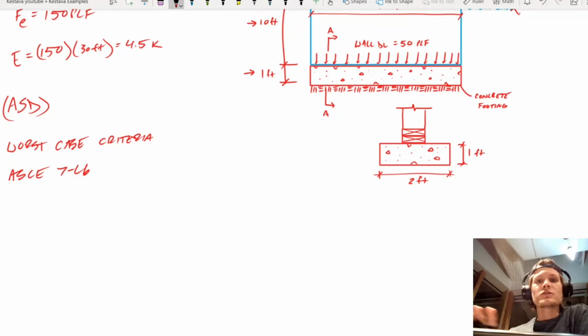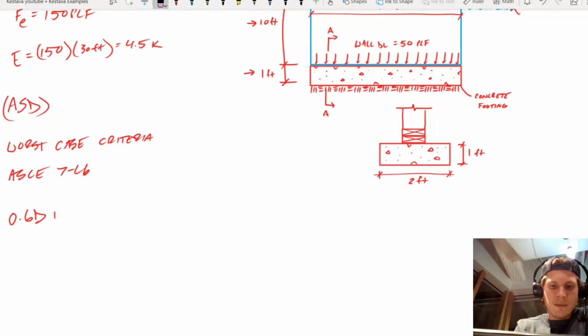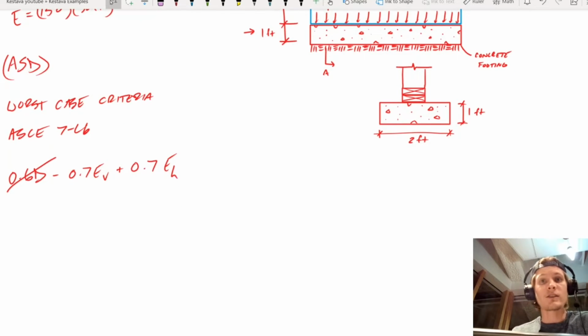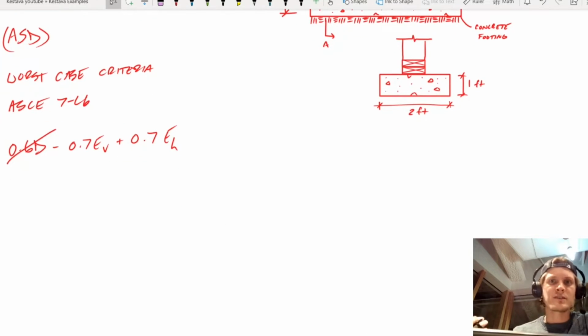So just go with the ones without omega, and the one that's going to control is 0.6 dead. I'm already messing it up. 0.6 dead minus 0.7 EV plus 0.7 EH. Well, dead load for this case, because it's just purely shear, we don't need to consider at the moment. We just need to look at our lateral forces, or pure shear that's being transferred through that sheathing.